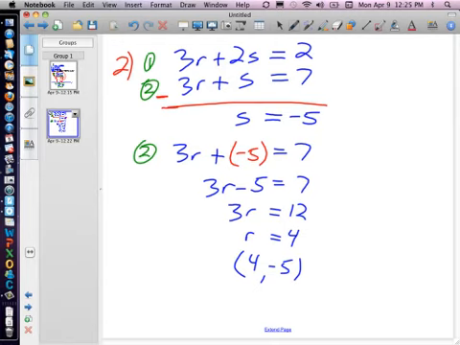Let's see if we can plug that in and double check our work. Equation 1, mentally, we have 3 times 4 is 12. Plus a negative 10 would be 2. That works for equation 1. And for equation 2, we get 12 minus 5 equals 7. So this is the correct answer, and we have checked it.